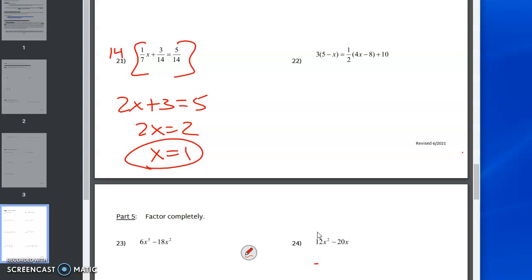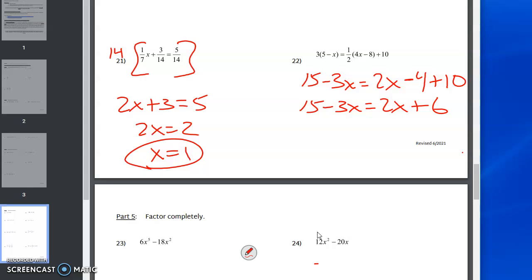Here, I'm going to distribute the 1/2. I can also do that. I think that might be a little easier here. 3 times 5 is 15 minus 3x. 1/2 times 4 is 2x. 1/2 times negative 8 is a minus 4. And we add 10. Now I'm not dealing with a fraction anymore. Negative 4 and 10 is 6. We add 3x, we get 5x. We subtract 6, we get 9. And my answer is 9/5. And that's the solving equations section.